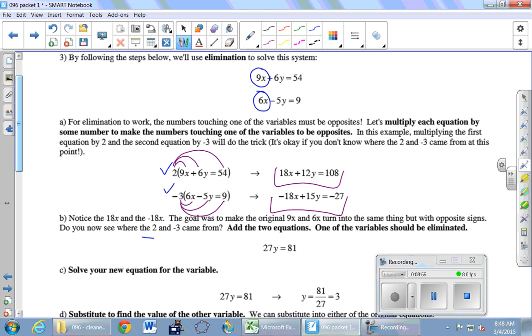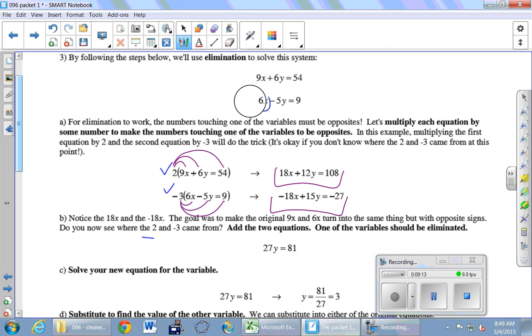And then the rest of the process is pretty straightforward. Add the two final equations. The x's disappear because we built them that way. And then you solve for y, and you get y equals 3, and then you plug in to find the value of x, and it's all pretty straightforward from that point.